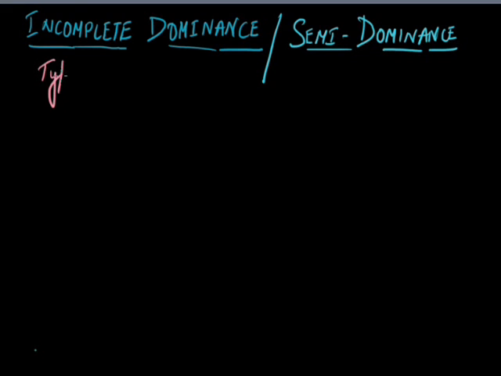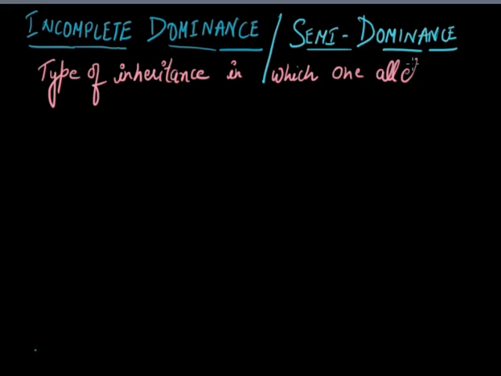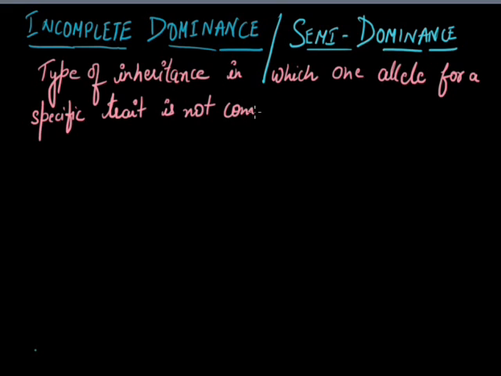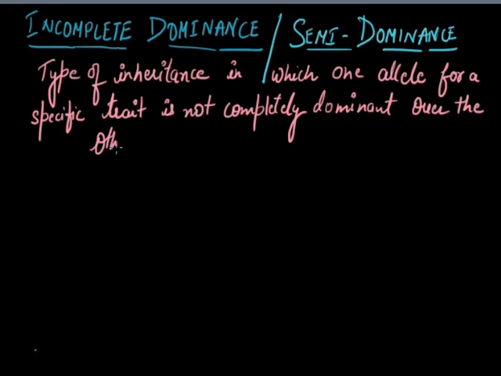It is the type of inheritance in which one allele, as we have discussed, what are alleles? Alleles are the alternate forms of genes, in which one allele for a specific trait is not completely dominant over the other allele. In the case of dominance, it is completely dominant over the other allele, but in incomplete dominance, the specific trait which is dominant is not completely dominant in the presence of the other allele.